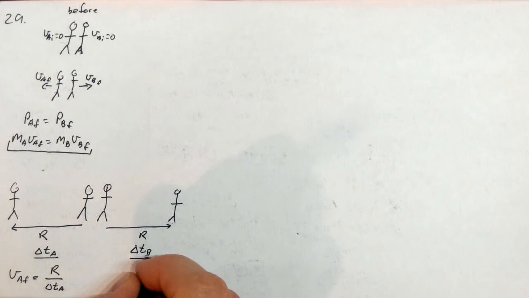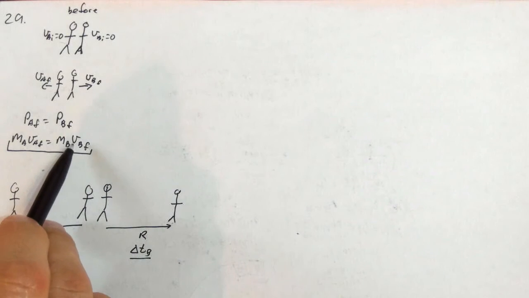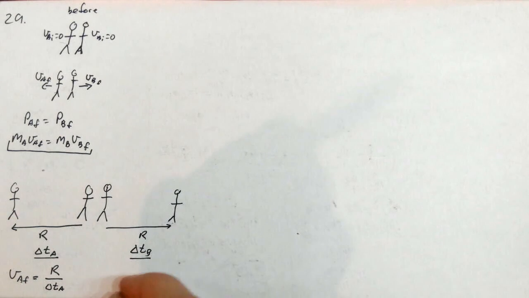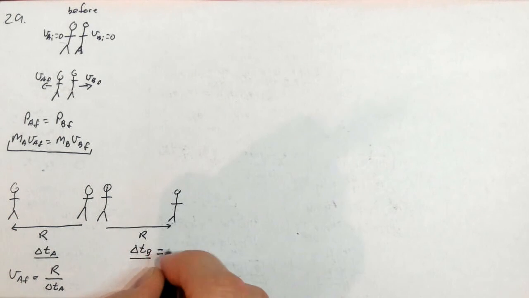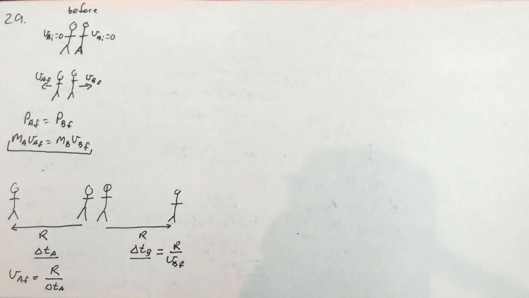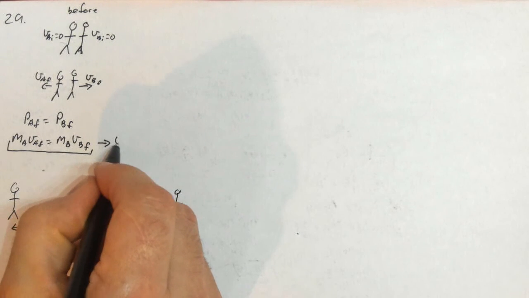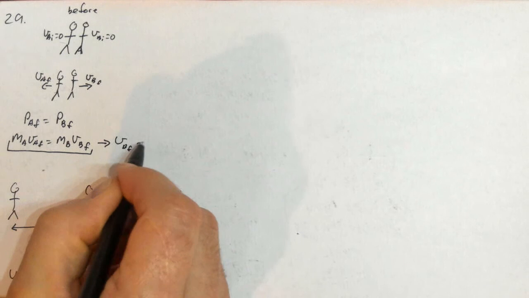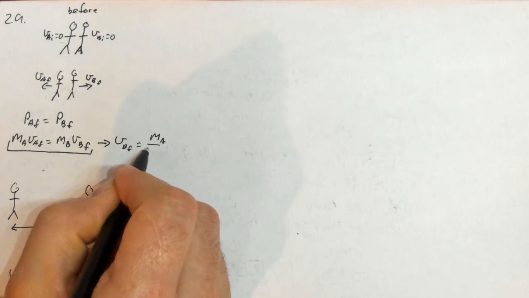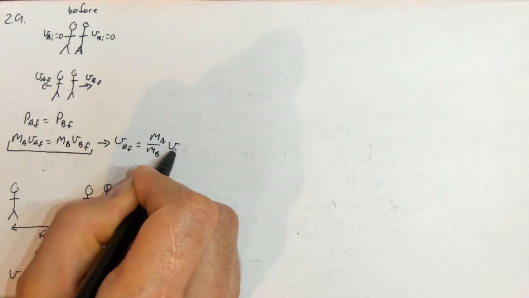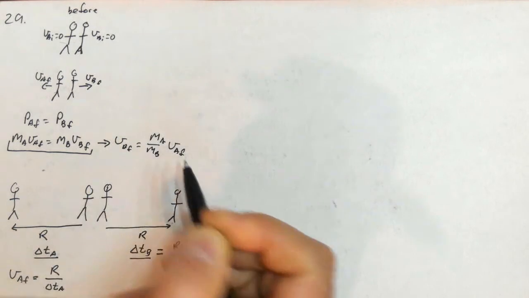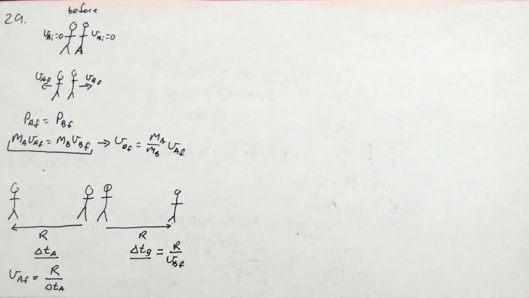Now, delta TB is going to have the same relationship with VB final, only we're looking for it. So we're going to say that is equal to the distance over velocity, so r over VB final. Okay. So that means this one we need to solve for VB final. It's going to be MA over MB times VA final.